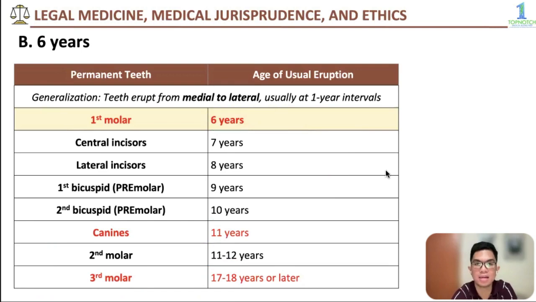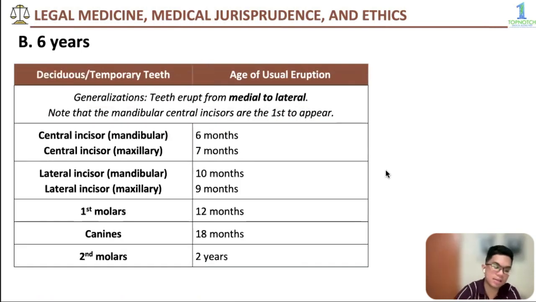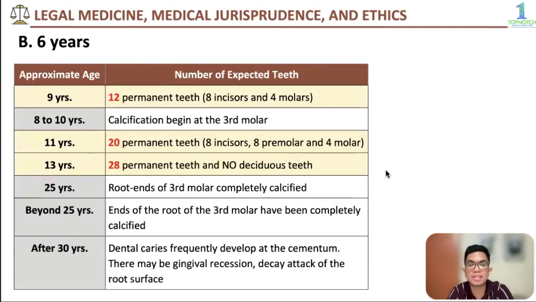That's plus one na. Okay? So briefly lang din, for the deciduous or temporary teeth, the important thing I want to emphasize is that the first teeth to erupt are your lower central incisors, the mandibular central incisors. And again, for permanent teeth it's 6 years, while for the first deciduous teeth it's 6 months. Okay? And then this, just review it on your own.